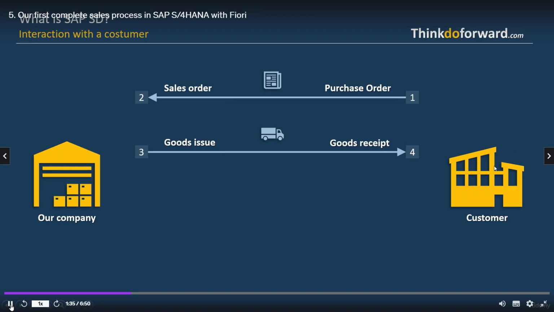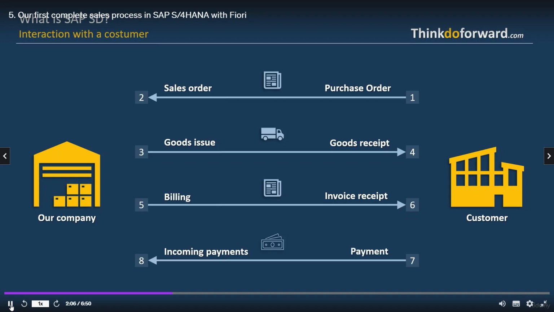the right-hand side. The next interaction is that after the customer receives the goods, he will get an invoice from us. So we are starting with number 5, the billing. After goods have been issued, we start the billing and send the invoice to the customer. The interaction between us is that we create the billing document and send it to the customer, and from the customer's perspective, it's an invoice received.